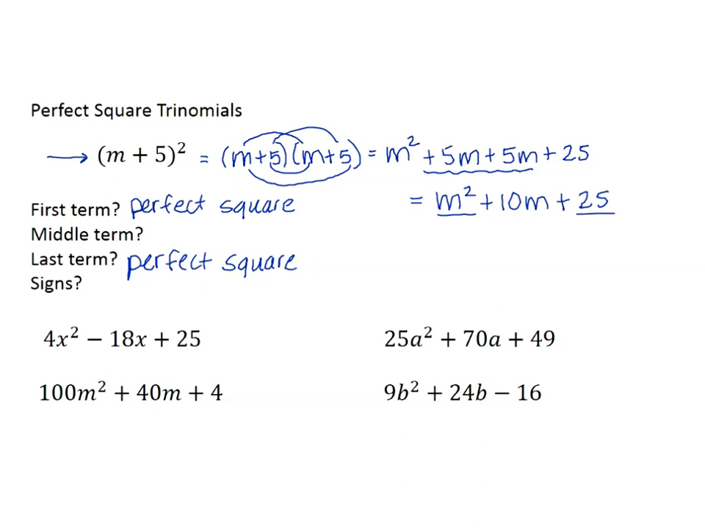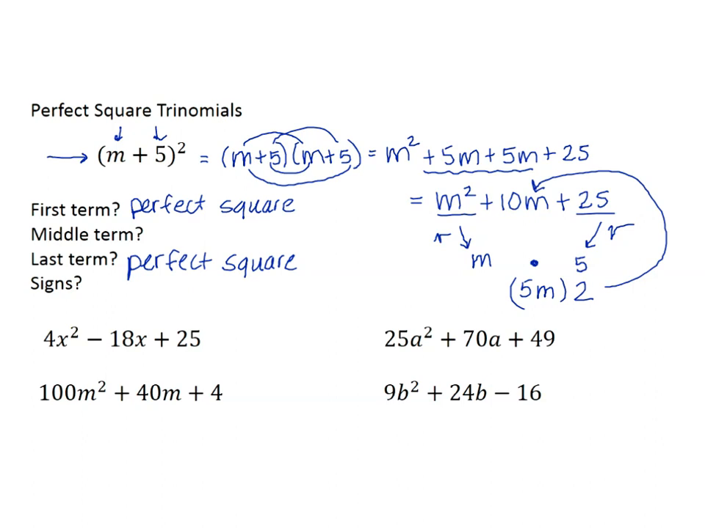So I know that when I originally started in the parentheses, I had m plus 5, right? So m is the square root. If I do a square root of this term, I get m. If I do a square root of this term, I get 5. If I multiply these two together, I get 5m. And if I double it, I get that middle term.